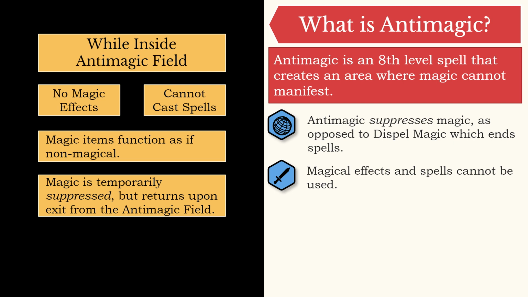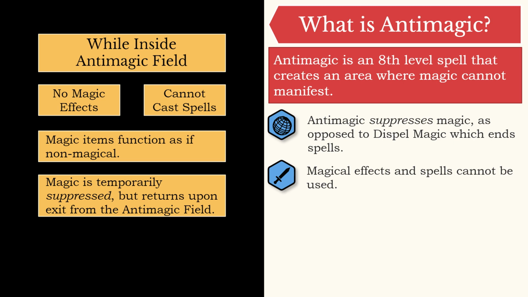So for example, a wizard carrying a staff of fire is standing outside an anti-magic field and casts invisibility on herself. She then steps into the anti-magic field, and the second her body crosses its threshold, she becomes completely visible and her invisibility spell can no longer function. Now, unlike if she had been the target of Dispel Magic, her invisibility spell was not cancelled or terminated by the anti-magic field. Instead, it was suppressed.